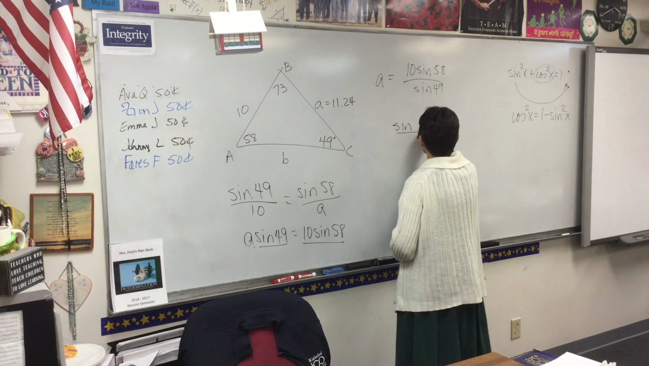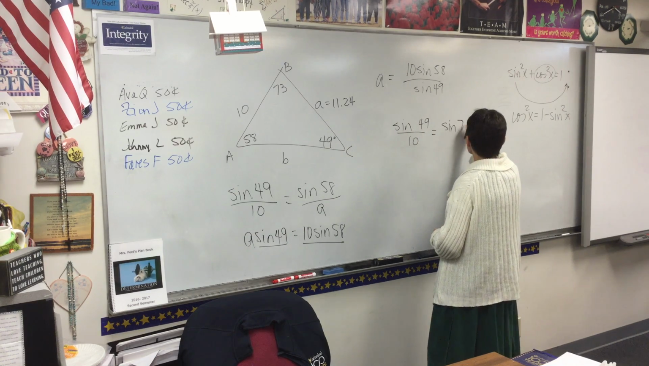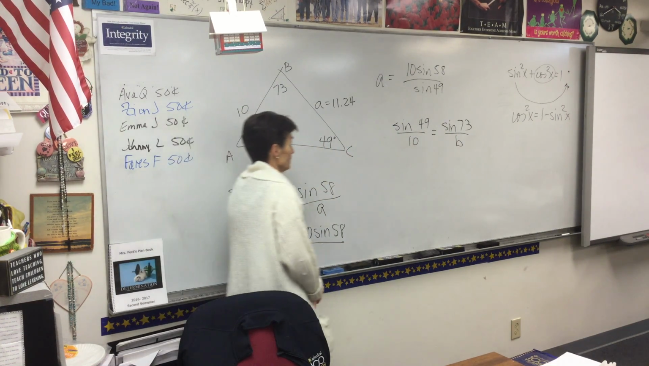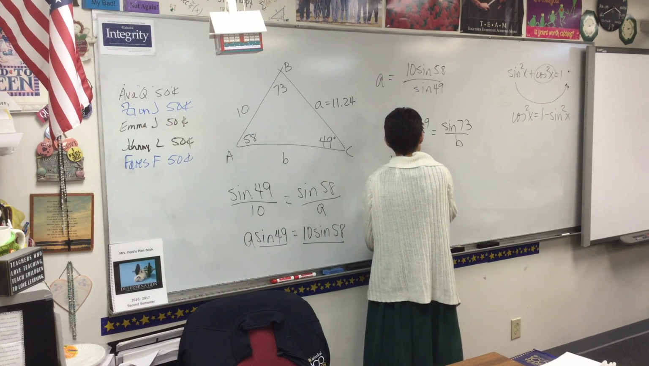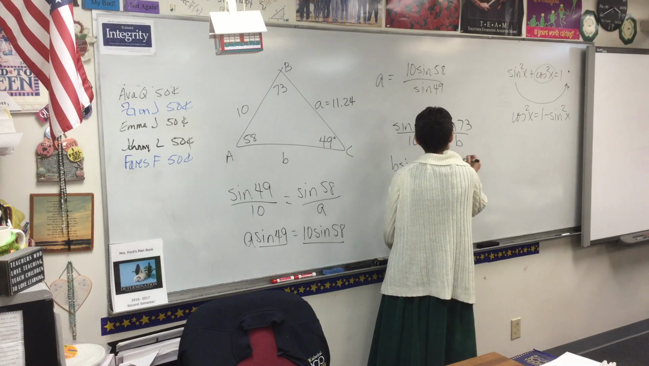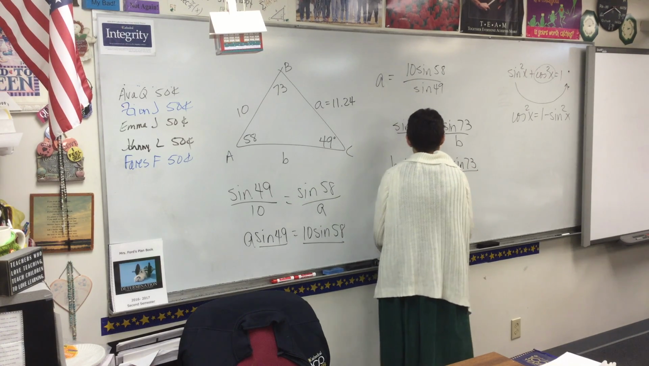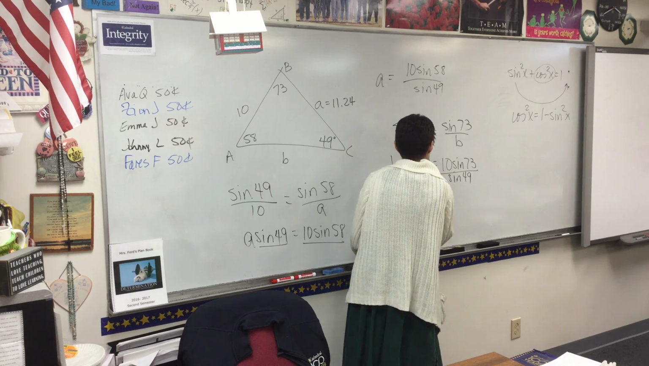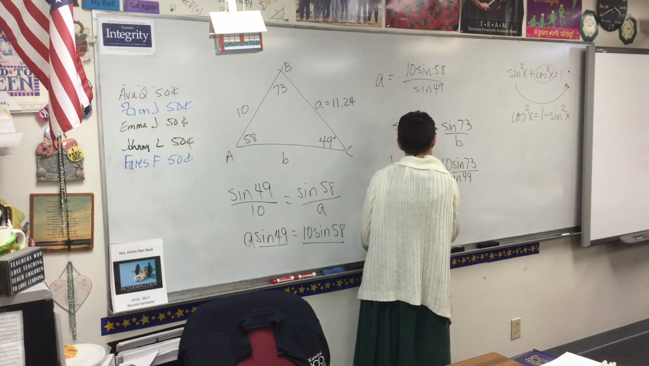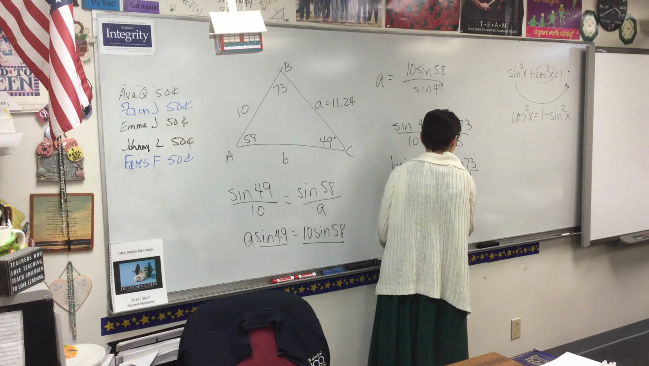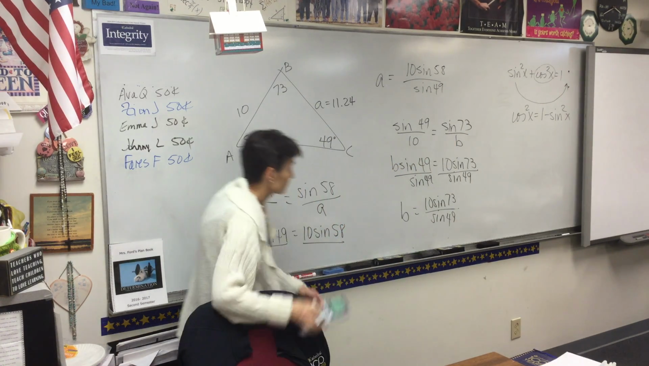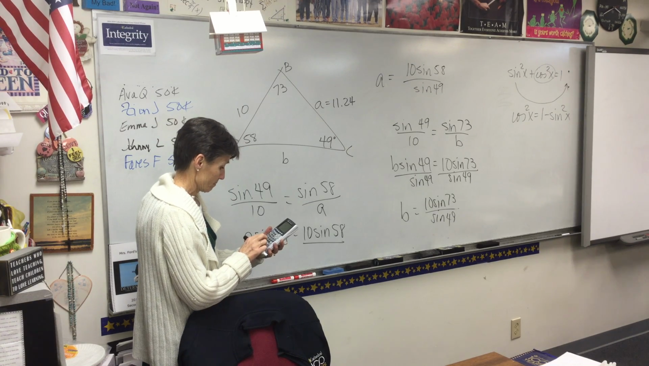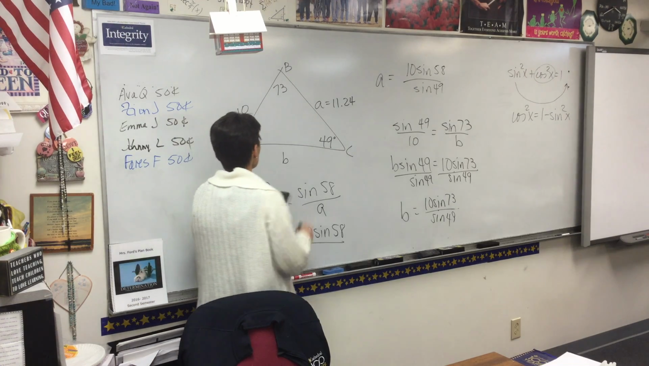So sine 49 over 10 equals sine 73 over b. Everybody okay with that? That was Max's suggestion. So b equals 10 sine 73 divided by sine 49 again. And we end up with 10 sine 73 over sine 49. I got 12.67.